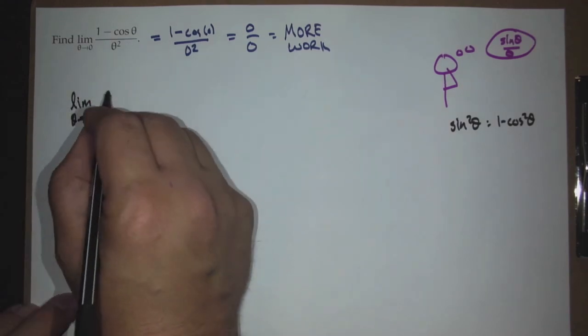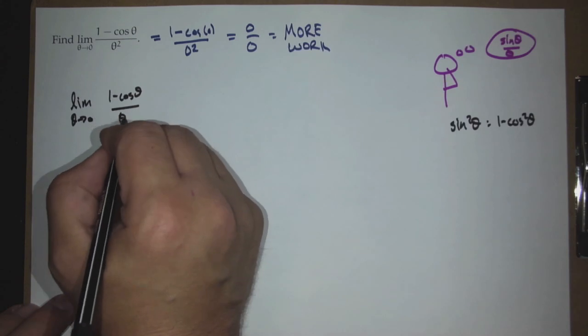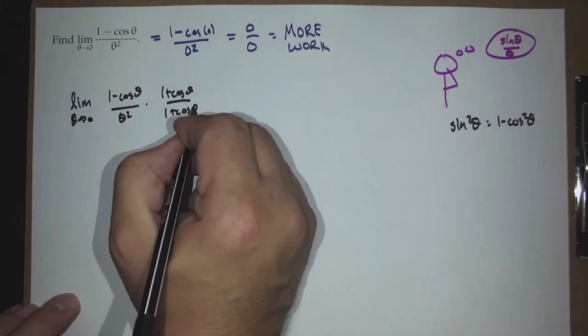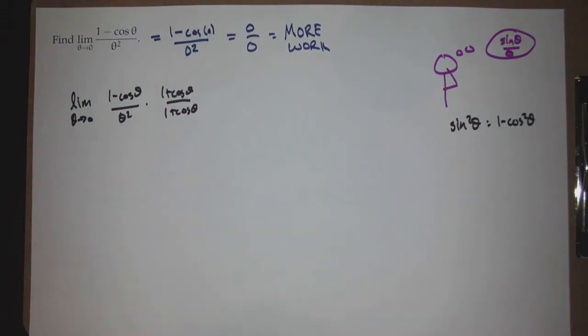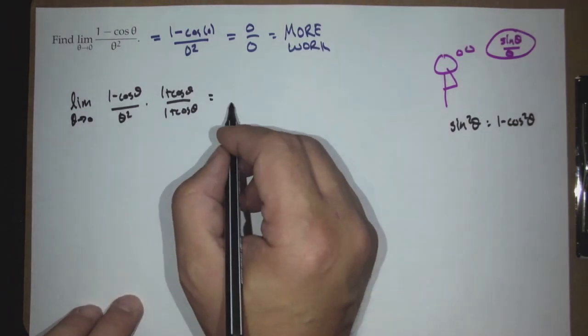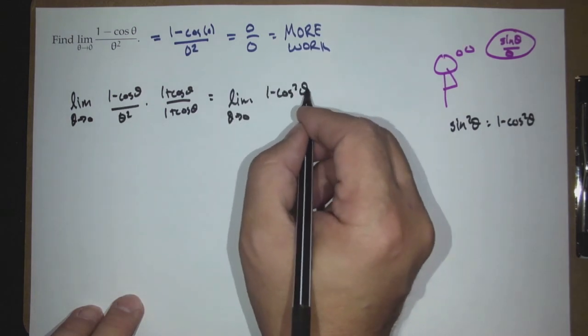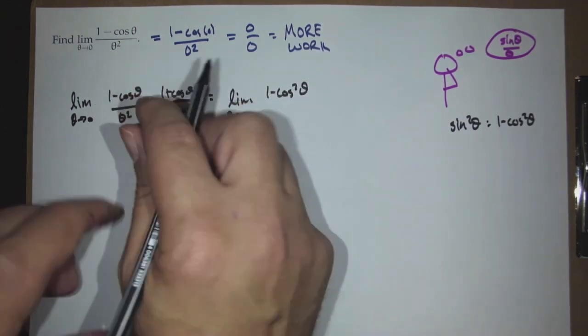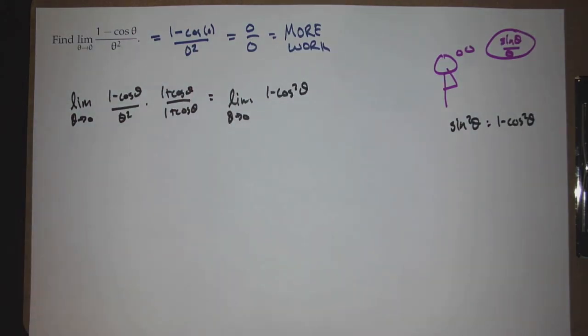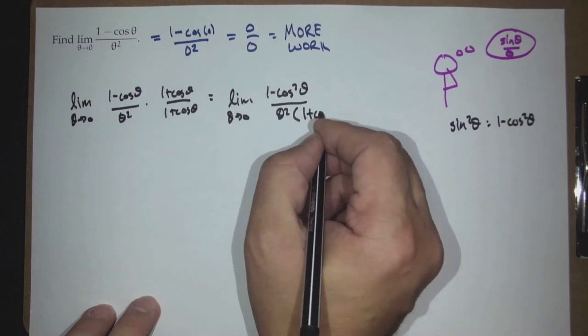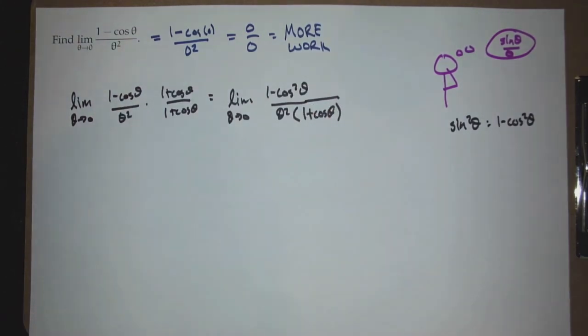So, theta goes to 0, 1 minus cosine theta over theta squared. We're going to multiply it by 1 plus cosine theta, but you have to do it to top and bottom, because if you multiply, you have to multiply by 1. Upstairs, we get 1 minus cosine squared, because it's 1 minus cosine times 1 plus cosine, difference of squares. Downstairs, we get our theta squared and 1 plus cosine theta. We don't multiply out. You only multiply the conjugate part where it's helpful, not where it's not helpful.